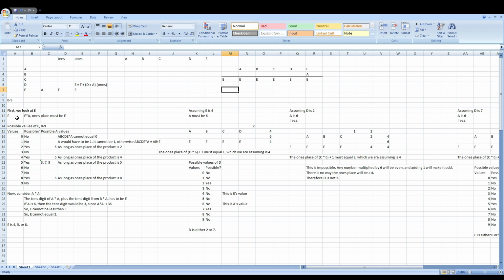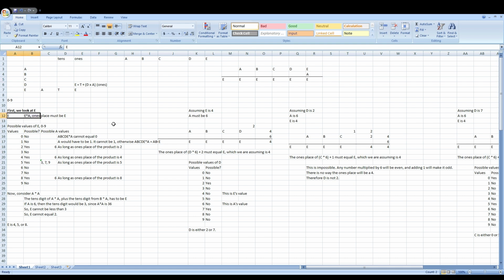First, starting with E. We know that E times A, the ones place has to be E. And that makes sense because if you consider this just a straight multiplication problem, E times A, you might have a double-digit result. The tens digit will go on top of D, as we know, but the ones digit will be E. So that is foundational. We'll start with that.